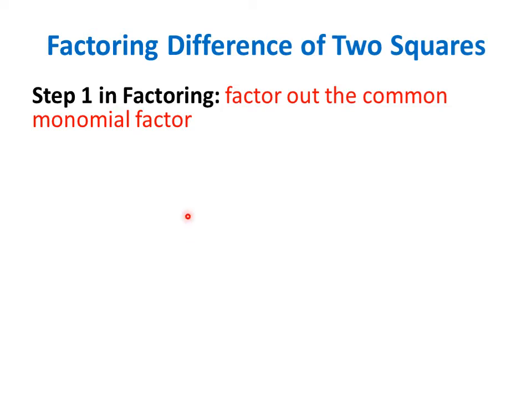Before we consider an example, let's remember the first step in factoring any given expression, that is to factor out the common monomial factor.